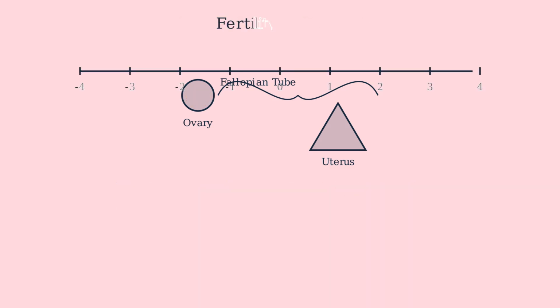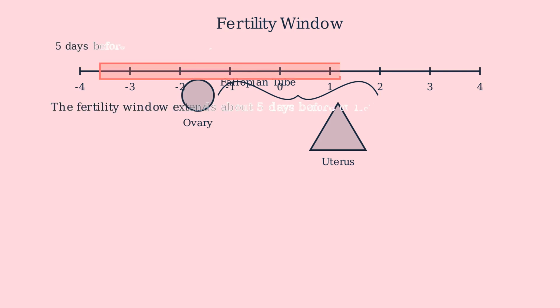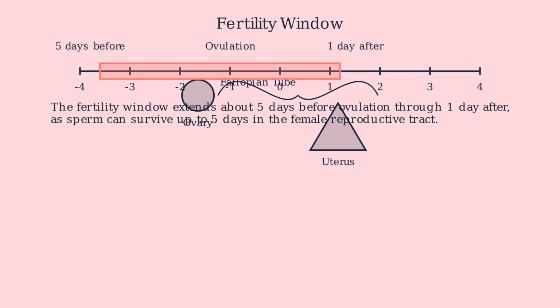The fertility window is the period during which pregnancy is possible. This window extends from about 5 days before ovulation through 1 day after ovulation. The reason for this extended period is that sperm can survive up to 5 days in the female reproductive tract.